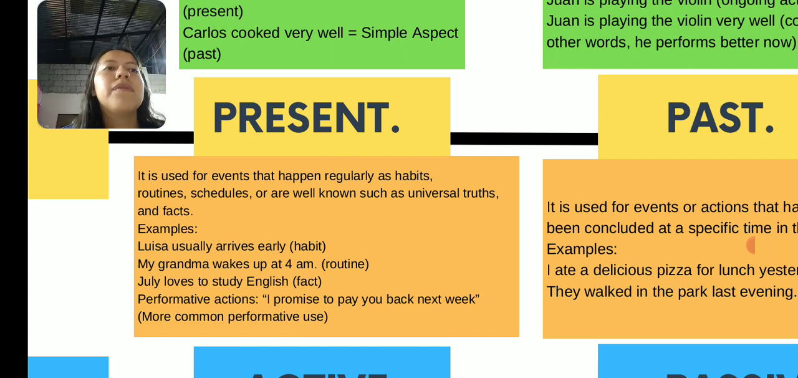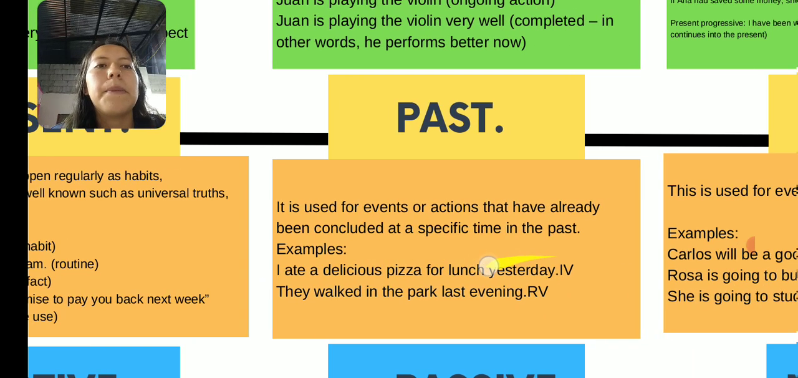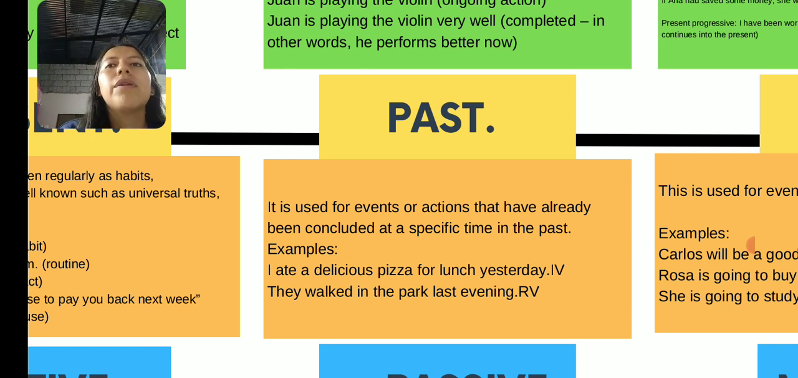Okay, the next subdivision is the past. It is used for events or actions that have already been concluded at a specific time in the past. For example, I ate a delicious pizza for lunch yesterday. As you can see, we have an irregular verb in this sentence, which is ate.